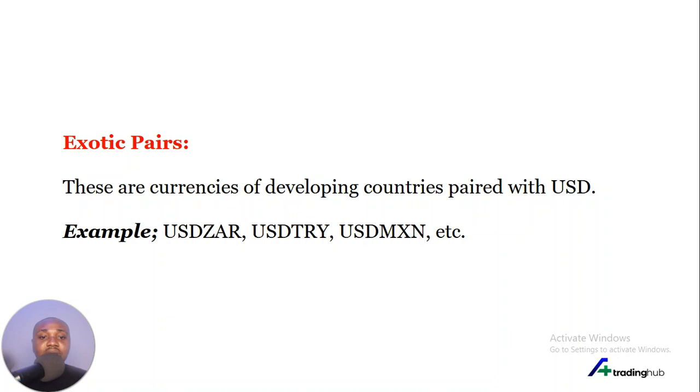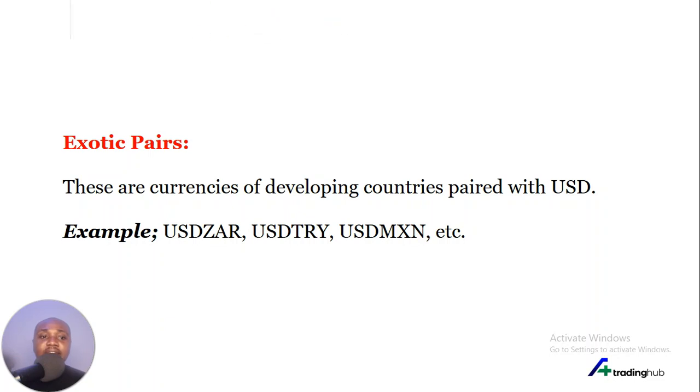Another example is the USD TRY. TRY is Turkish Lira. That is the currency for Turkey. Another example is USD MXN. MXN there is the Mexican peso. These are examples of exotic pairs. There are a whole lot of them, but these are the major examples.